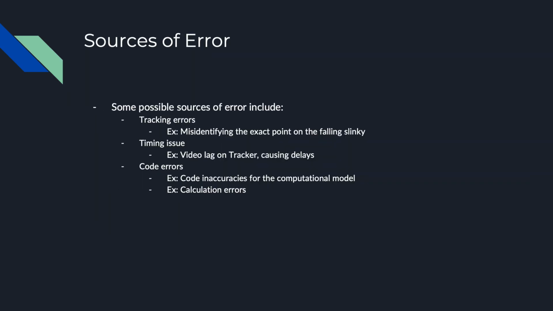Some possible sources of error include tracking errors, for example, misidentifying the exact point on the falling slinky. Another source could be timing issues. This could be caused by video lag on Tracker, which might cause delays. And lastly, we have code errors. This could be from code inaccuracies from the computational model as well as calculation errors.